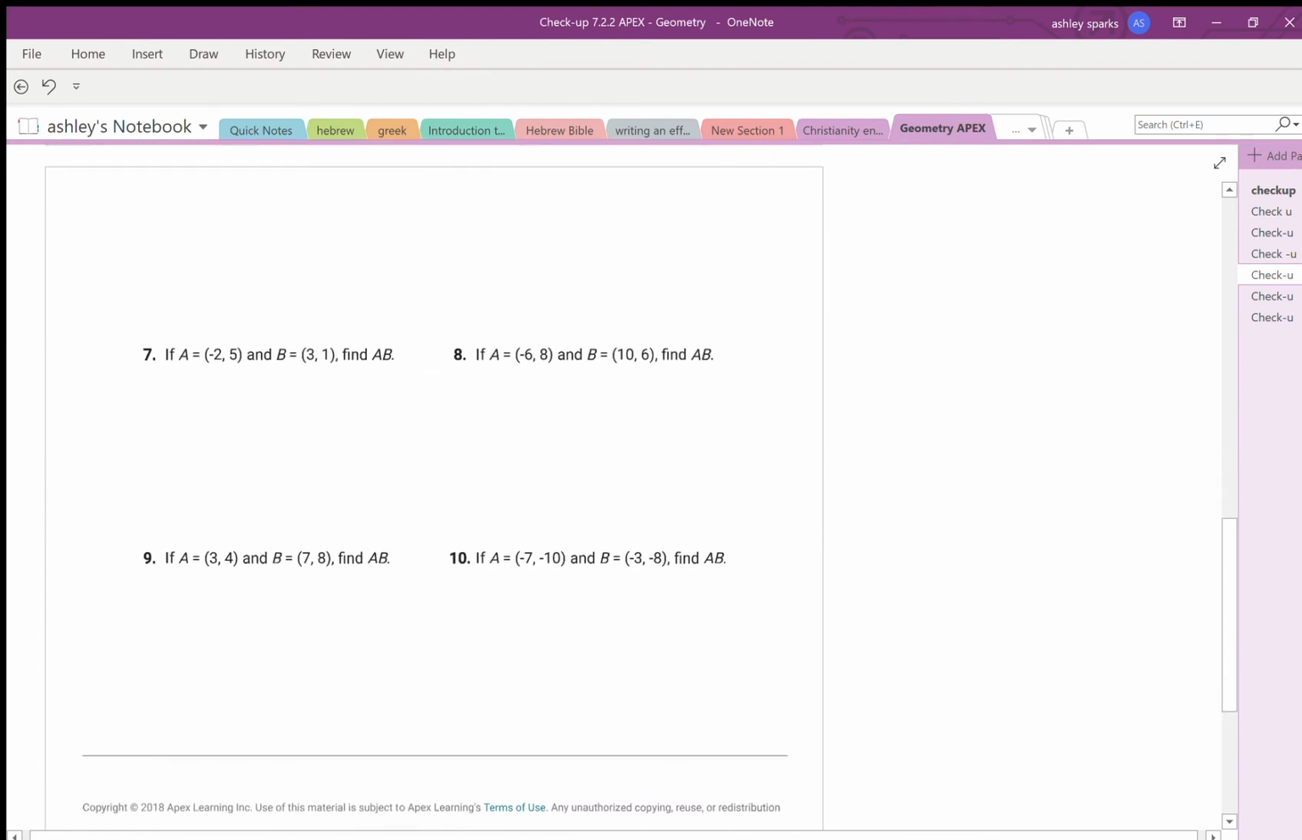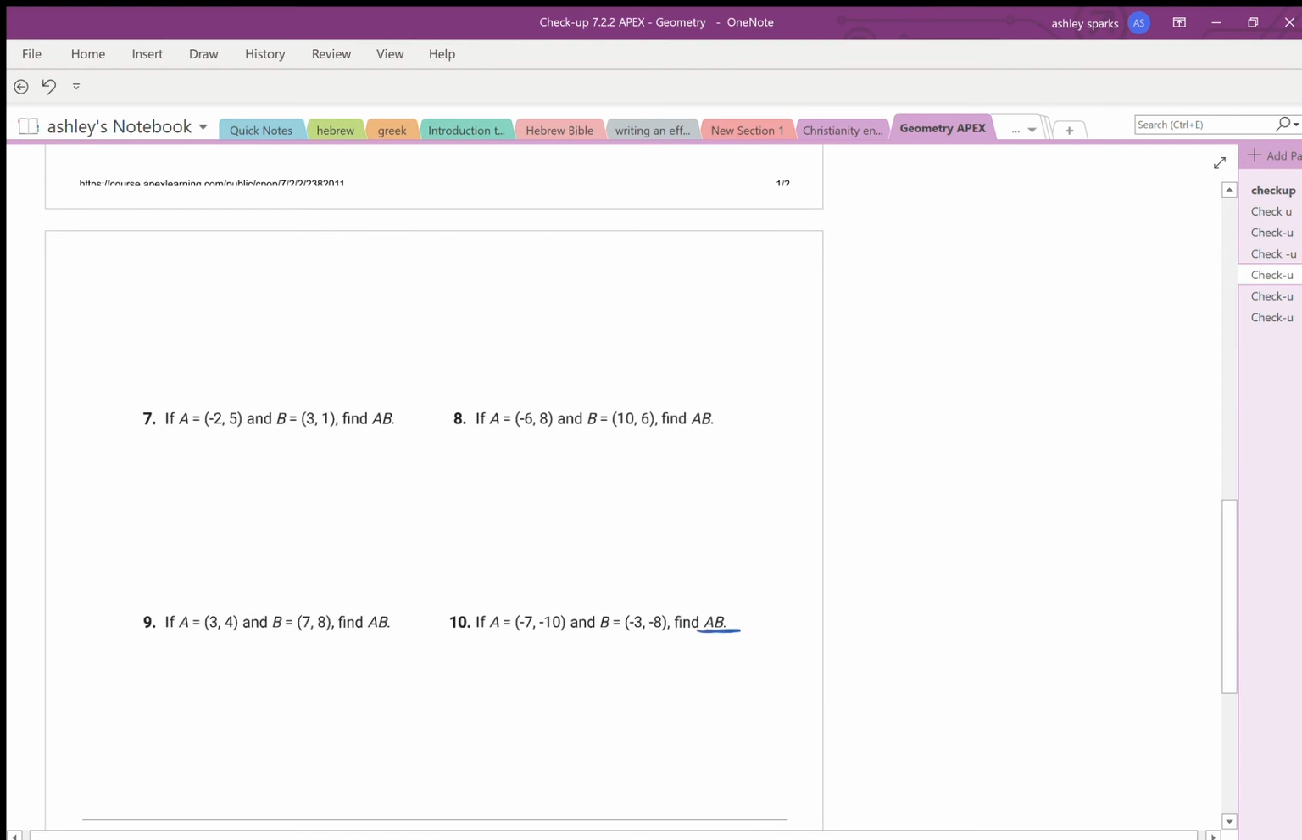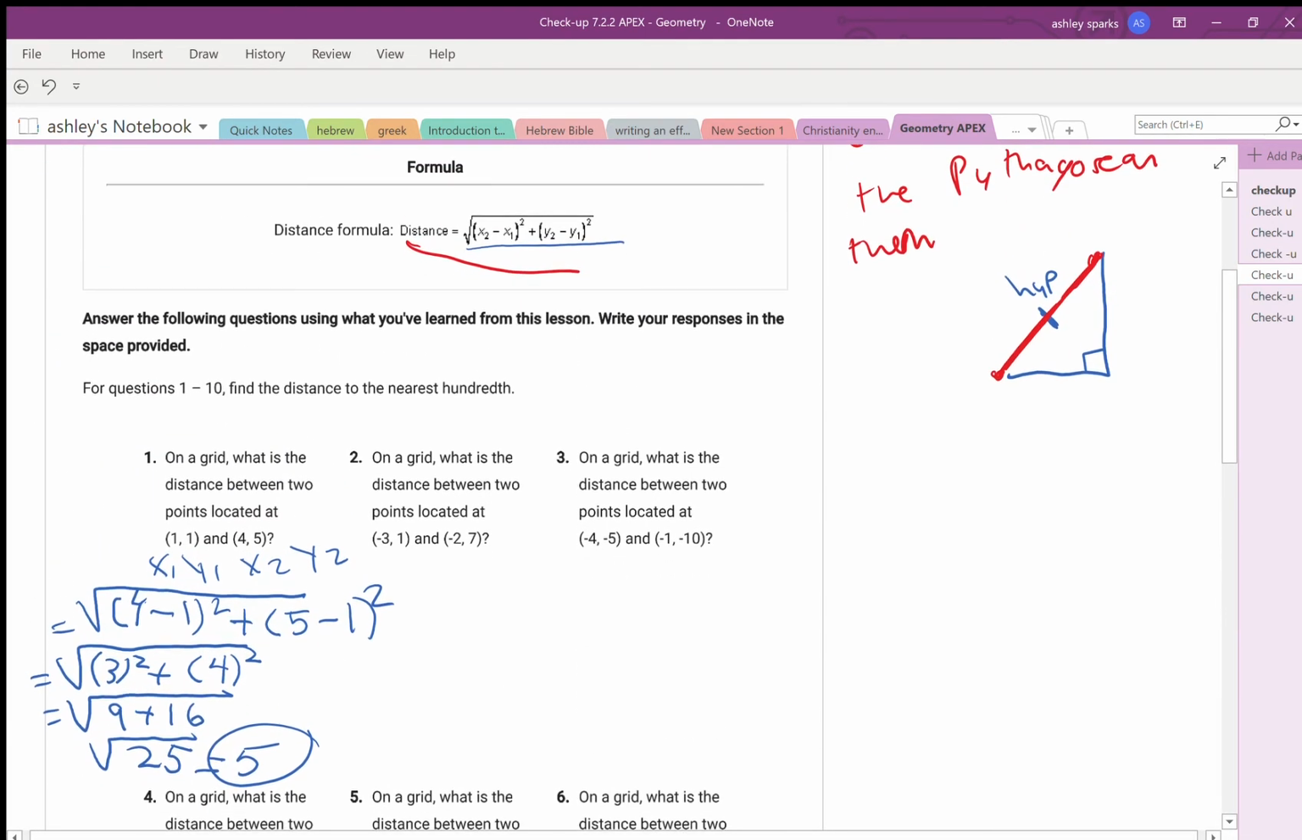So I'll go ahead and do 10 since 10 has a lot of negatives, just so you can feel some confidence going into negatives. The way they've set this up, you still have 2 points. AB is just asking for the distance. So again, let's start with labeling. X1, and don't be like me earlier, Y1, X2, Y2. Okay? So we've labeled our points, and now we can get into using our fun little formula.